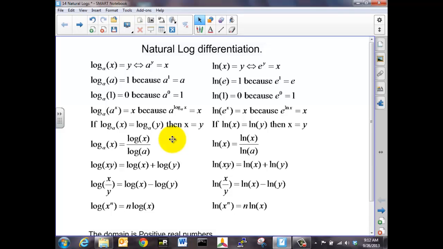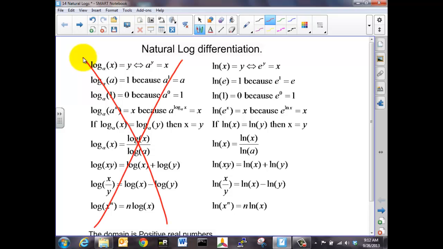A few things that I want to make note of here. All of this stuff over here, we're not going to be looking at logs, L-O-G. The only thing we look at is Ln, which is the natural log. So you don't really need to be focused on that half there.